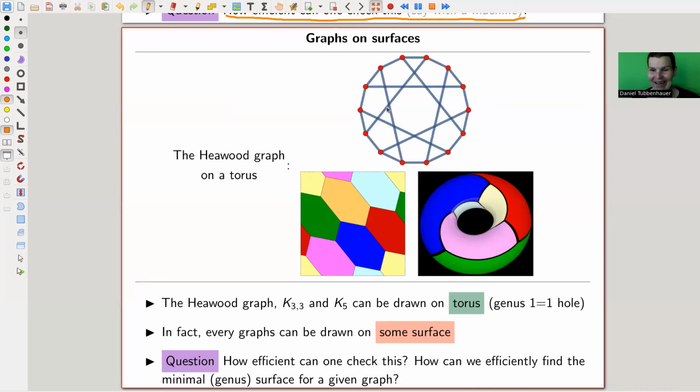So planar is just, I can draw it in the plane. The plane is maybe not the most exciting surface ever. I could also think of drawing things on the torus. So here the Heawood graph is drawable on the torus, but not on the plane. And kind of like this Heawood graph, because you can somehow see that you can tile the torus with hexagons.